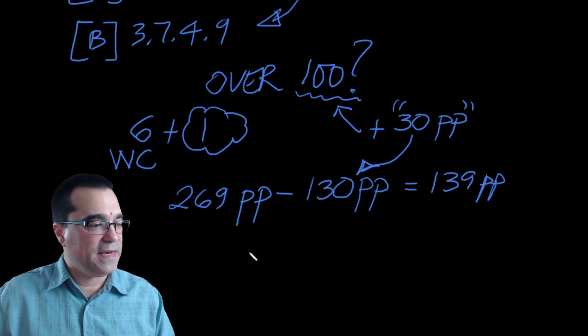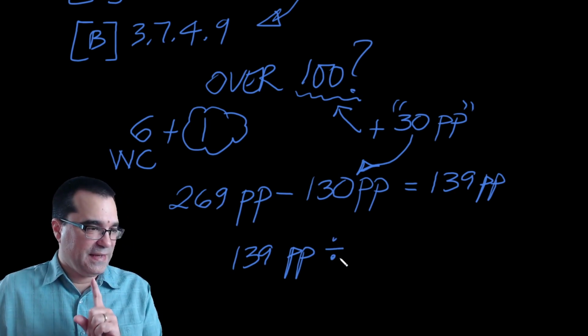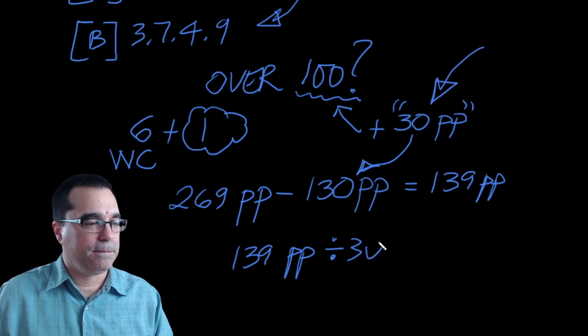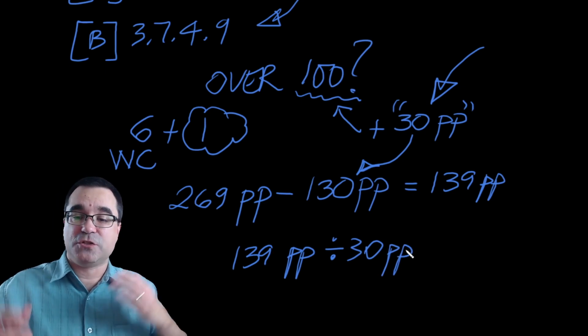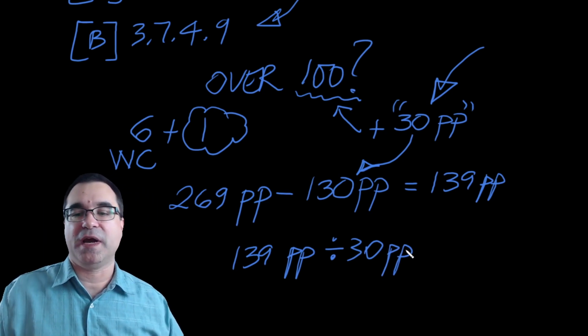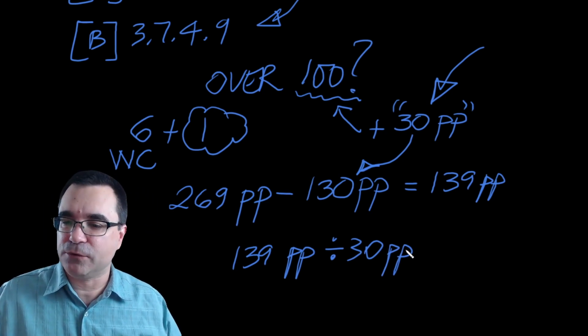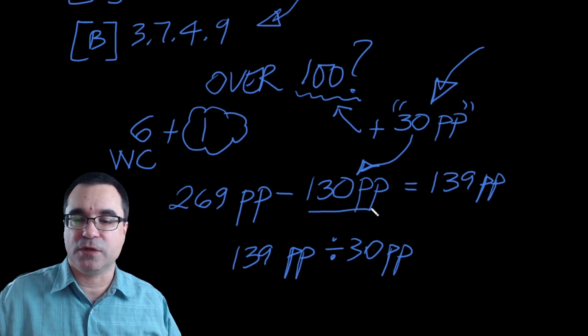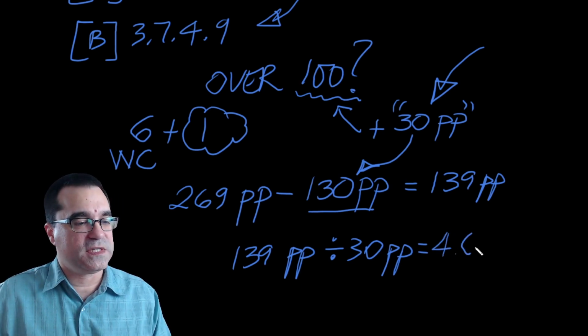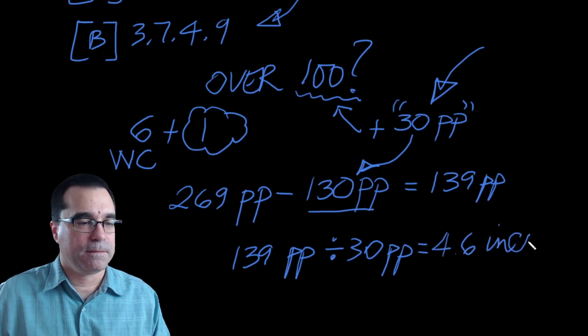Then you take that number, 139, and you divide it by the increment that you're given, which is this number here, 30. Because that tells you how many increments of 30 are in excess of 130. Because you only start counting those increments once you get to 130. So this number here comes out to be 4.6 increments. Like that. Okay?